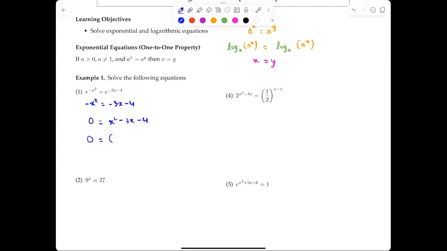On the right-hand side, you have x minus 4 times x plus 1. Therefore, you have the solutions x equal to -1 or x equal to 4. Those are the solutions of the equation.